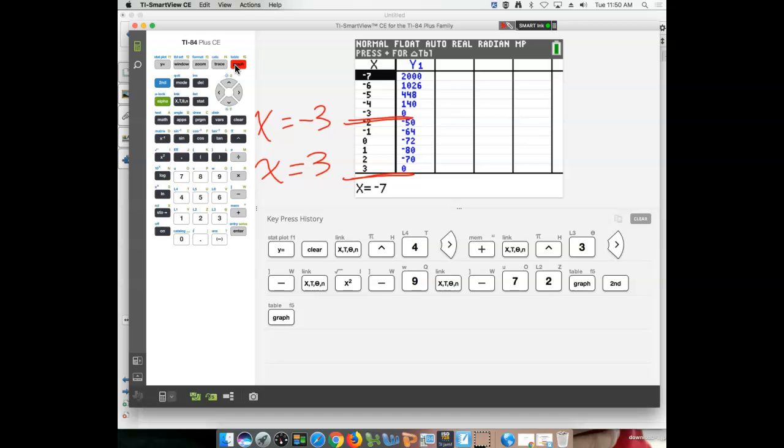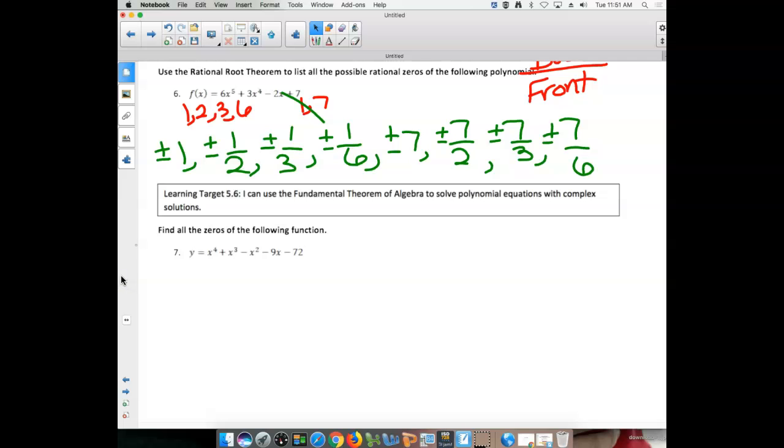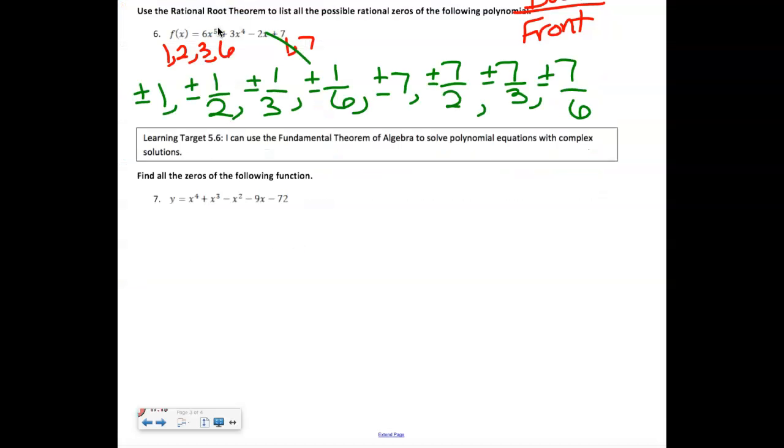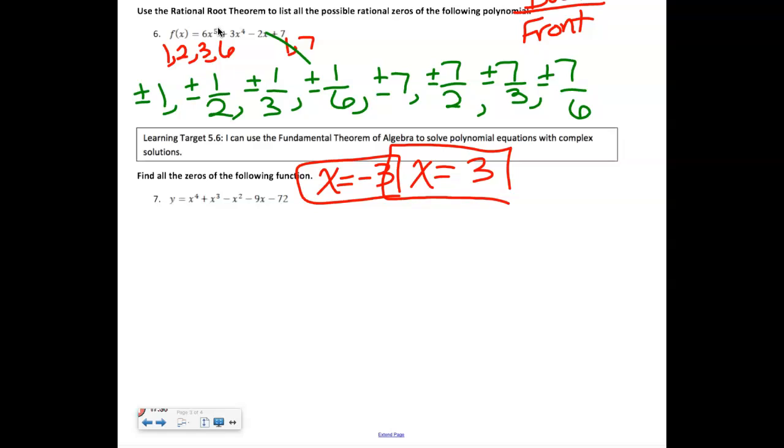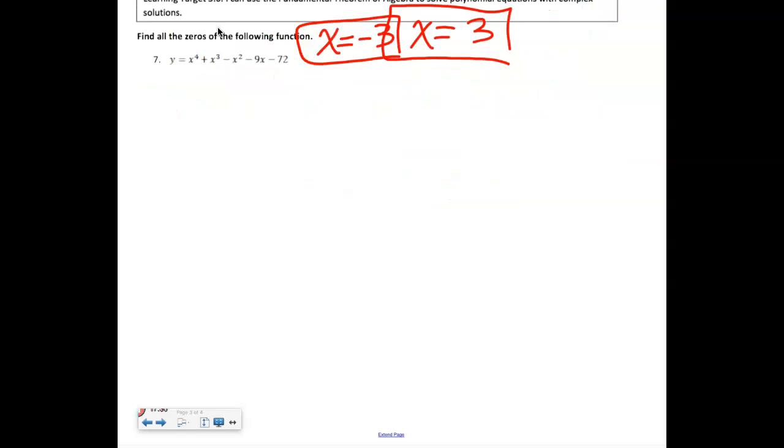Okay, so I'm going to click off of my calculator. Is everybody okay? Okay. All right, so those are 2 out of our 4 answers. And then from yesterday, what do I do now? What do we do now? Synthetic division. Does it matter which one I use first? No. I'm going to use -3 first only because I wrote it first.